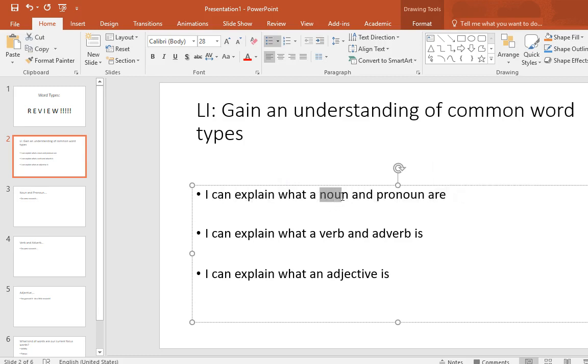So you've got noun there. I'm going to underline that one. And pronoun as well. They are examples of a word type. I can explain what a verb and an adverb is. So verb, I'm going to underline as well, and adverb.